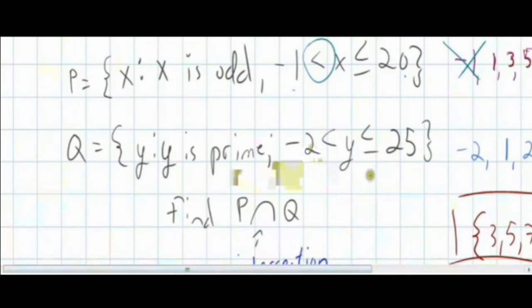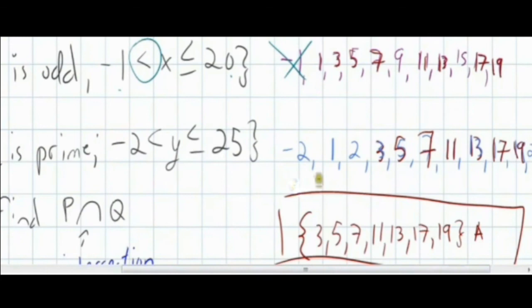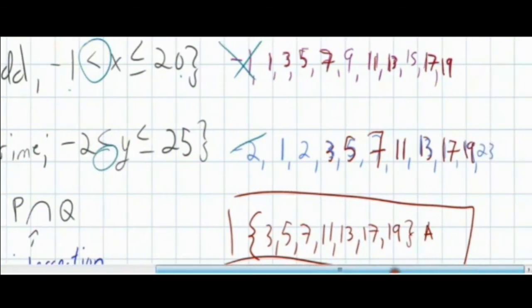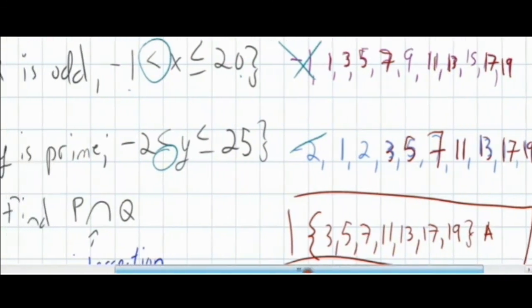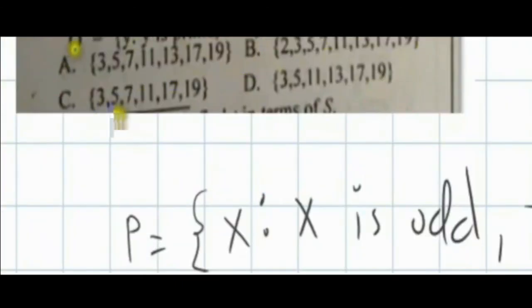Anyway, next they said where y is prime, anywhere between negative 2 and 25. So your options are negative 2, again, that shouldn't be in there because it's not equal to. But anyway, 1, 2, 3, 5, 7, 11, 13, 17, 19, and 23. And so I've tried to highlight in red the numbers that are common between these two sets. Those numbers are going to be 3, 5, 7, 11, 13, 17, 19. And so that's going to be your option A.